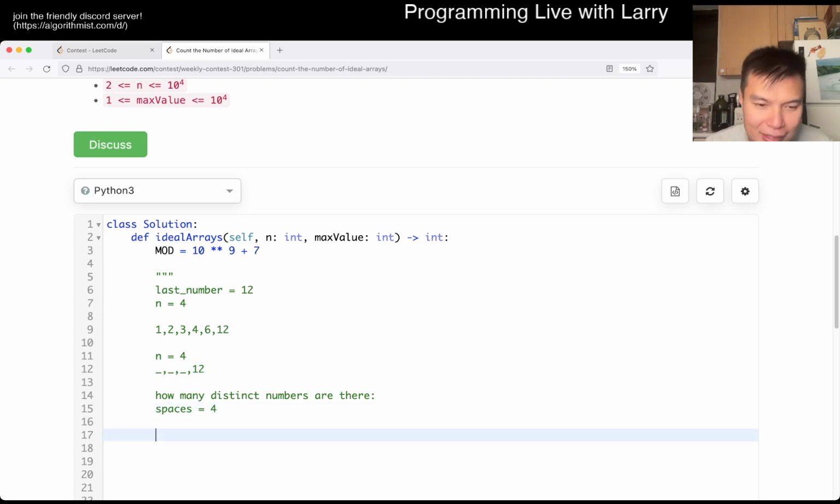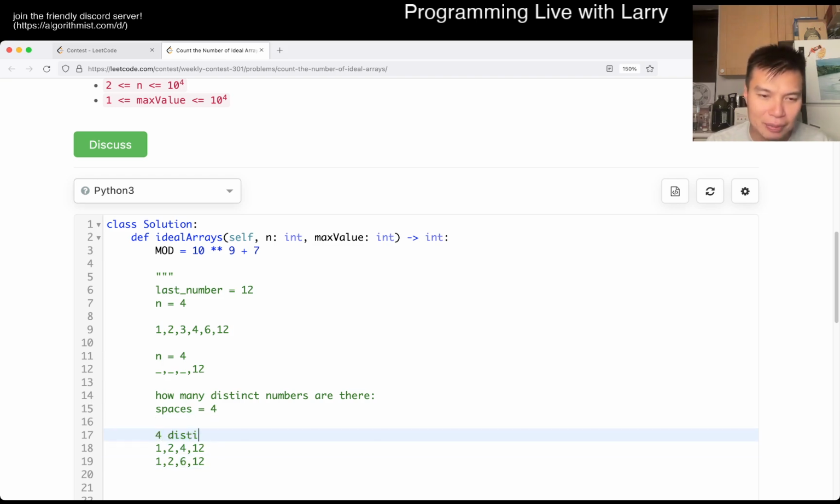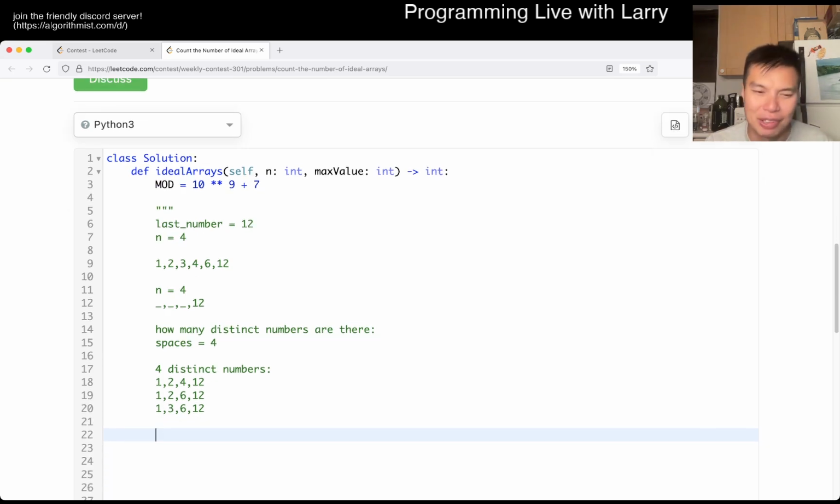So now, how many ways are there to get to 12, right? Let's say we have to use 4 numbers. That means we have 1, 2, 4, 12, and 1, 2, 6, 12, right? So these are with 4 distinct numbers. 1, 3, 6, 12 as well. There may be more, but I'm doing this manually, so forgive me, right?